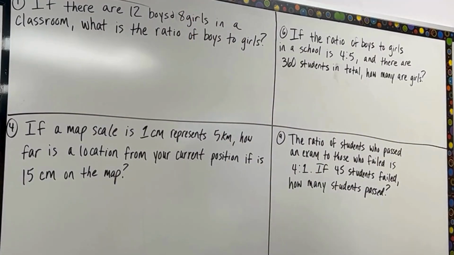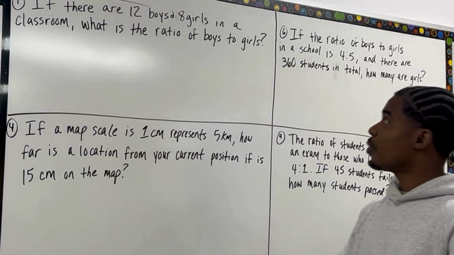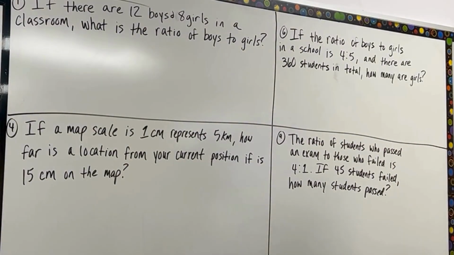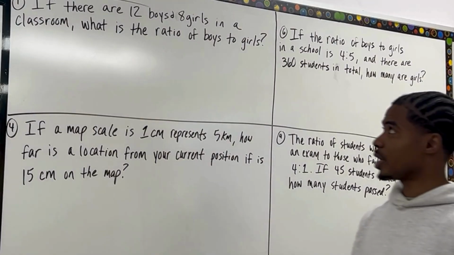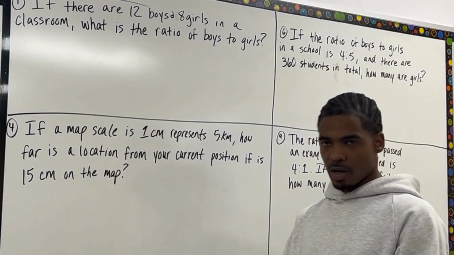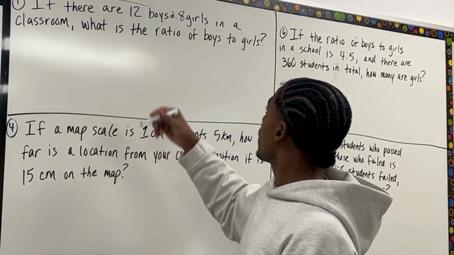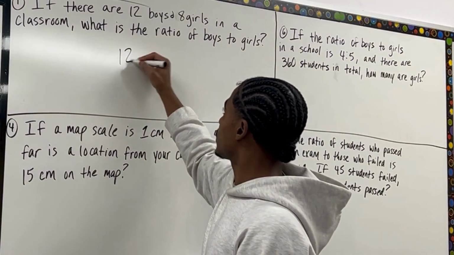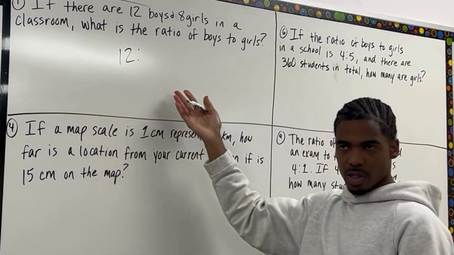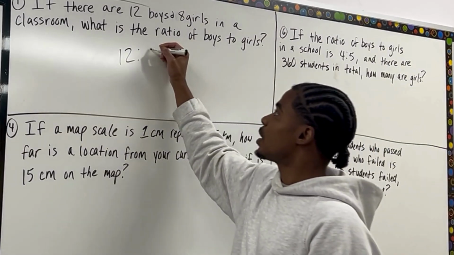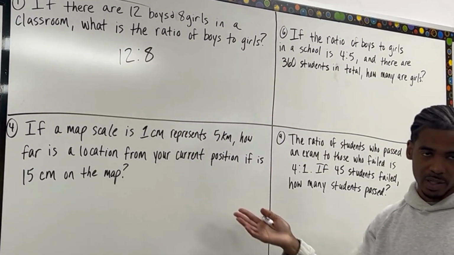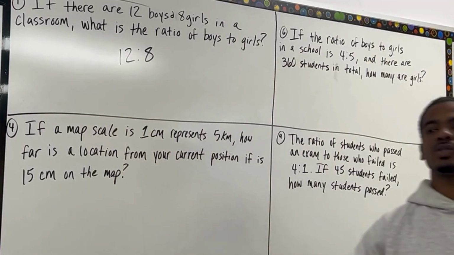Okay, so for this first one, it says if there are 12 boys and 8 girls in a classroom, what is the ratio of boys to girls? So this is pretty much the most basic the problems are going to get, right? When they ask you to set it up as a ratio, typically you're going to use colons. So boys to girls is 12 boys to 8 girls. Now, obviously, you got to simplify that. You got to simplify your ratios as you would a fraction.